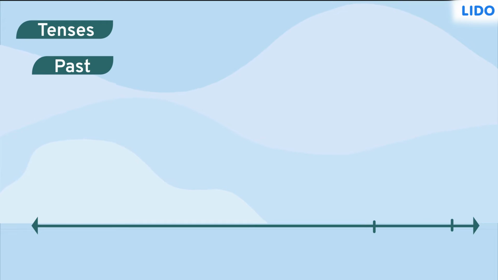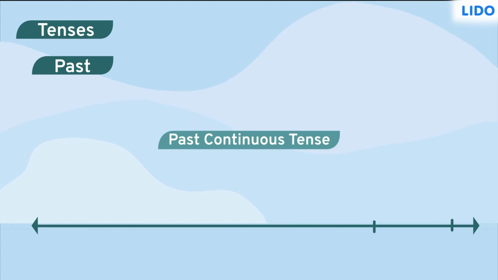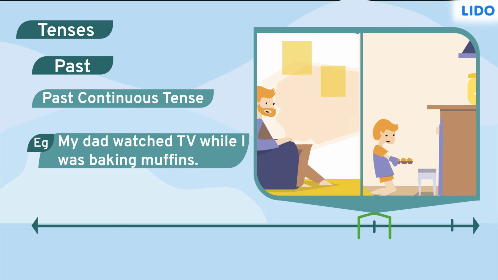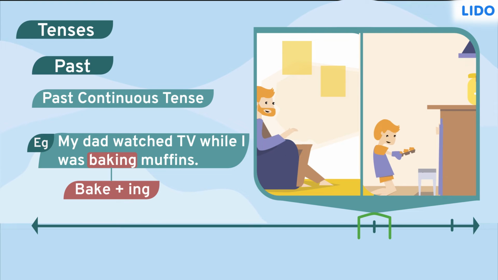The second type of the past tense is the past continuous tense, which indicates an ongoing past action during a certain period of time. For example, my dad watched TV while I was baking muffins. It tells us that a continuous action took place when dad was watching TV. Just like in simple past tense, there is a way of writing a verb in the past continuous tense too. For this, we add the verb was or were and change the verb by adding ing to it, thus creating the continuous form of the verb.